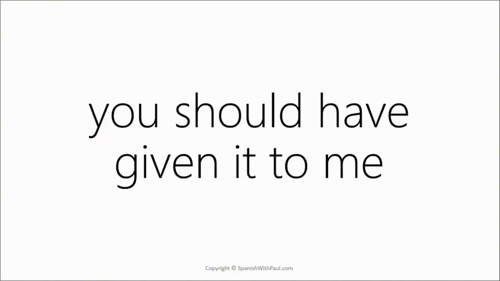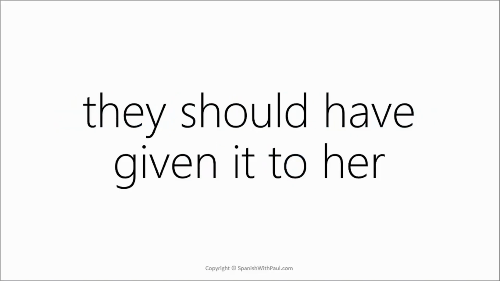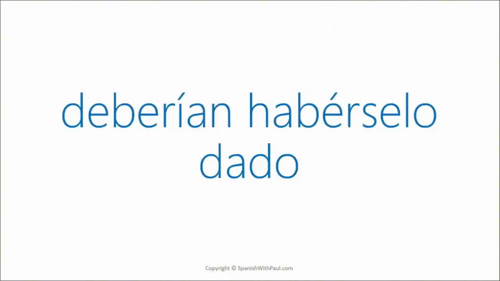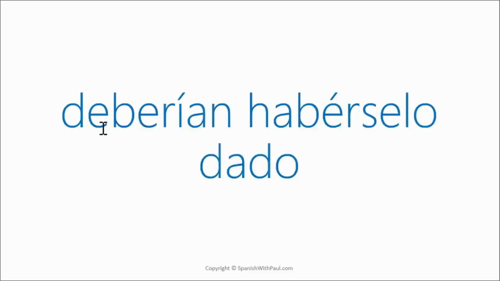How would you say you should have given it to me? Deberías habérmelo dado. They should have given it to her. Deberían habérselo dado. Notice that we have now it to her, which is selo. That's the sound. Gets hooked onto haber. So they should, deberían, habérselo dado.